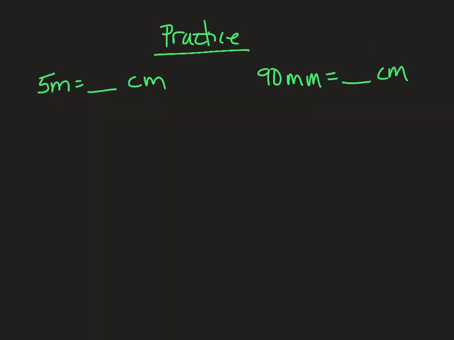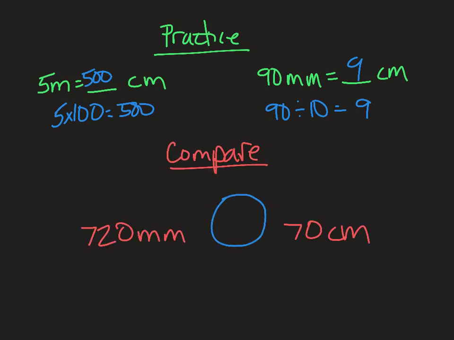Okay, ladies and gentlemen, here are two problems that I'd like you to solve right now. Writing down 5 meters equals how many centimeters, 99 millimeters equals how many centimeters, and then check back for your answers. All right, how'd you do? We have 5 meters equals 500 centimeters, and 99 millimeters equals 9 centimeters. Okay, let's try this one.